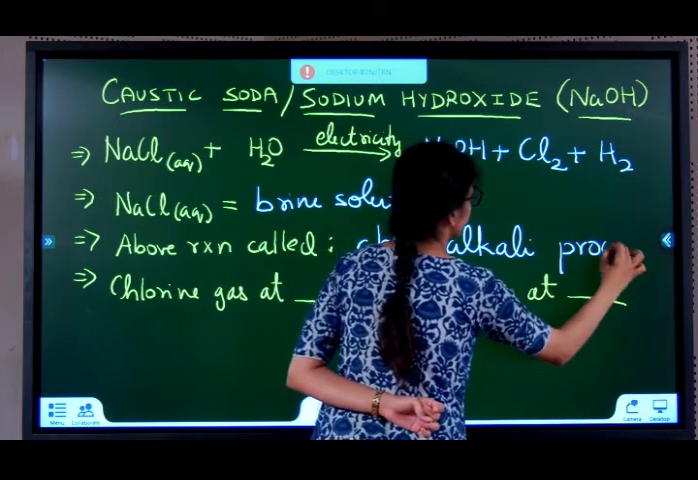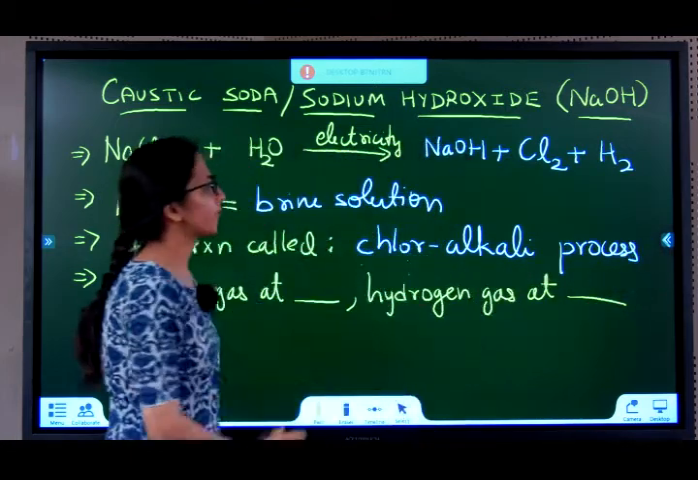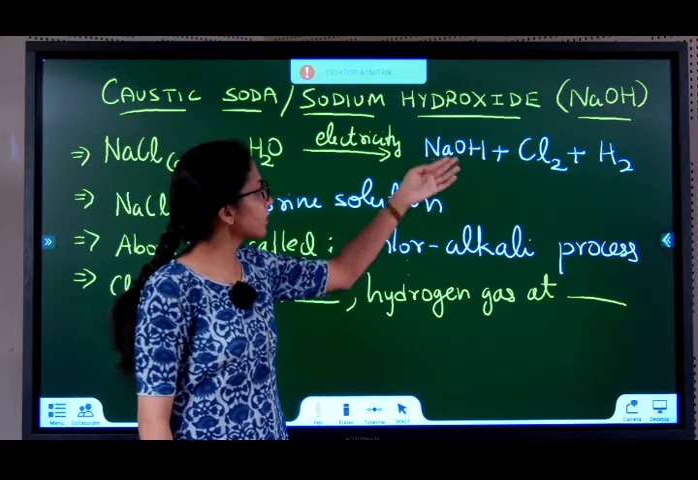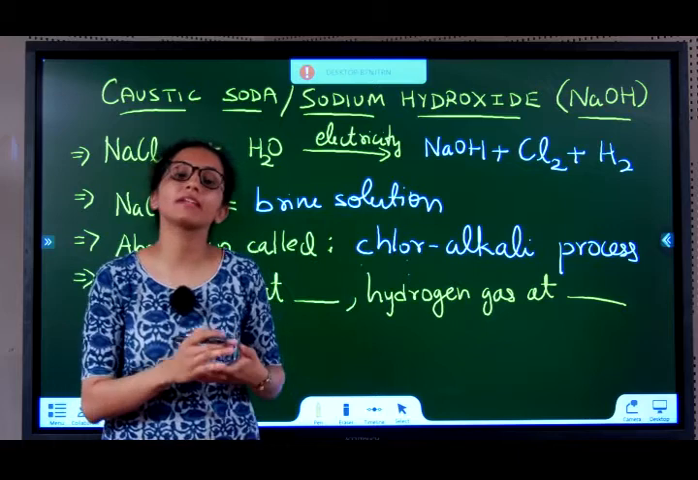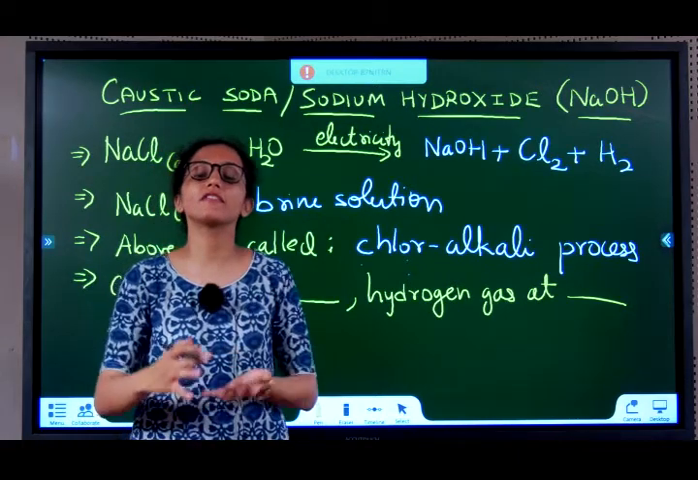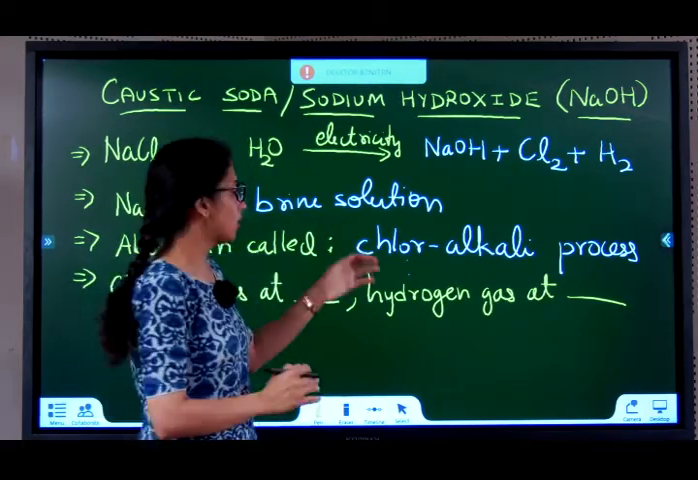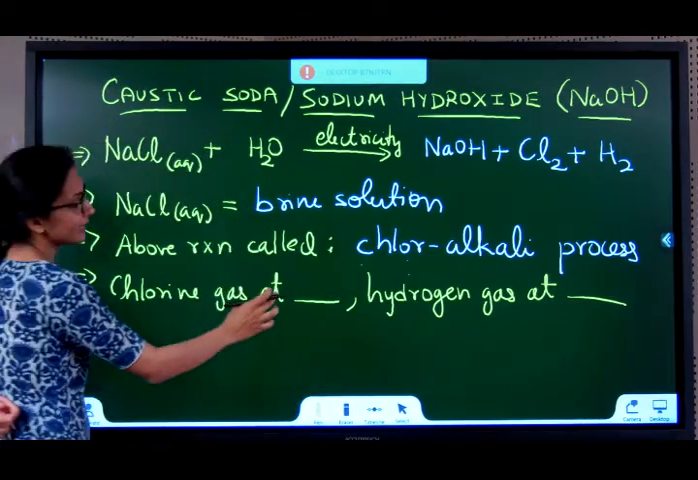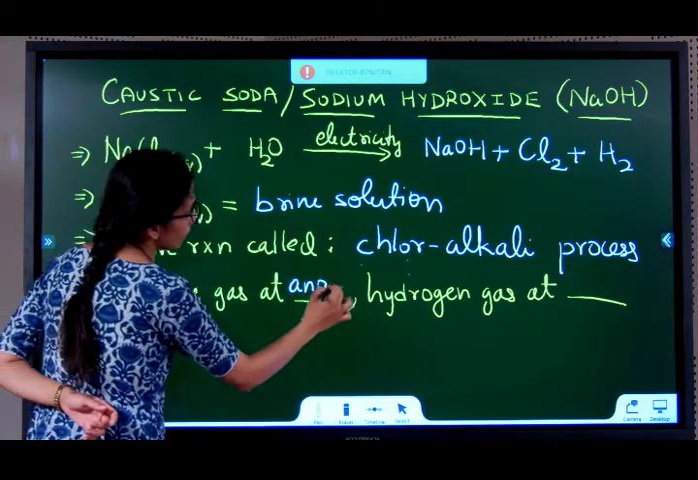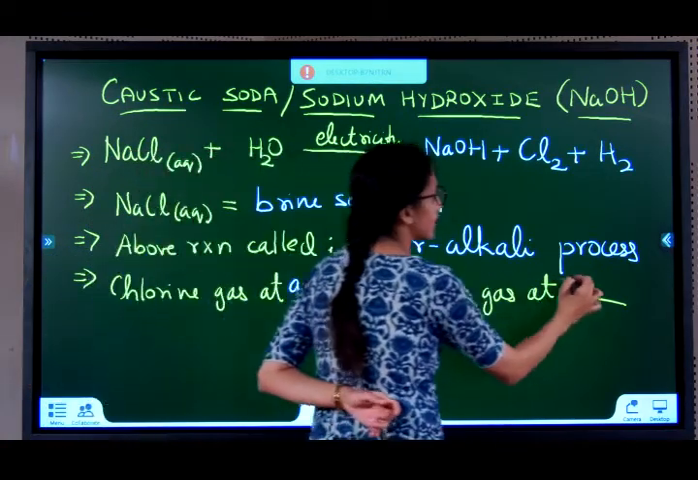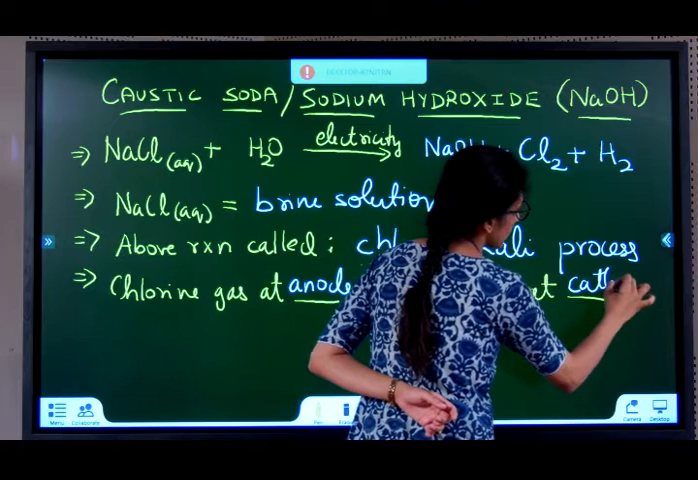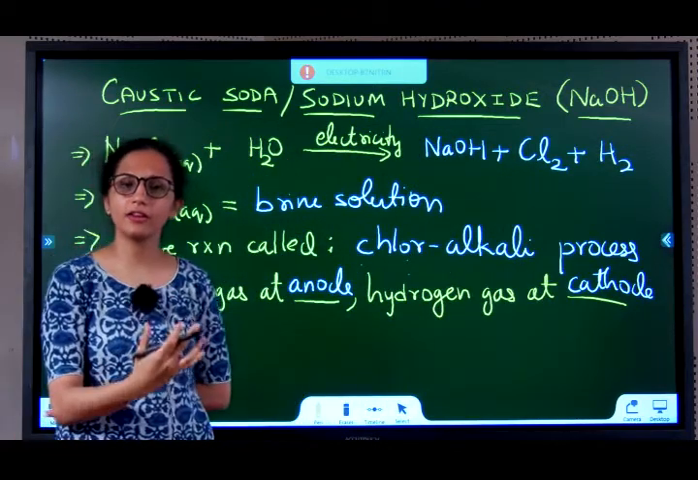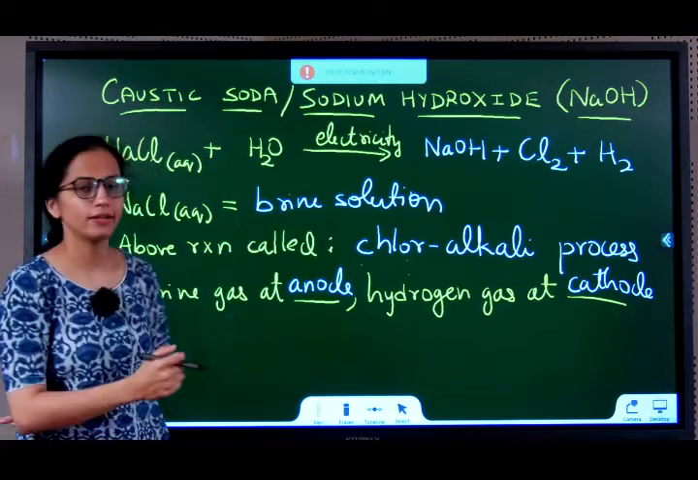Why? Chlor referring to chlorine, alkali referring to the base. See, sodium hydroxide is a base and it can be dissolved in water. Bases that dissolve in water are referred to as alkalis. So chloralkali process. Chlorine gas is liberated at anode. Hydrogen gas is liberated at cathode. I have explained the statements in detail in the notes, so please refer the notes while also studying it.